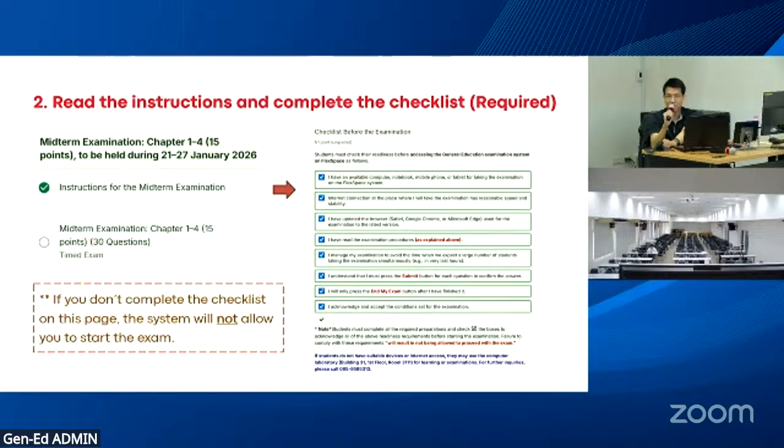So let's keep that in mind. This is enforced in this semester for the first time. If the students did not complete the checklist, you will not be allowed to open the exam page. And I guess more than 100 students will call the Gen 8 office because they cannot open the midterm exam page. But I already told you the information here. You must complete the checklist on the instruction page before you can proceed to the midterm exam. Okay, remember that, understand that?